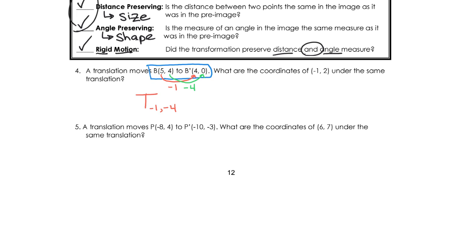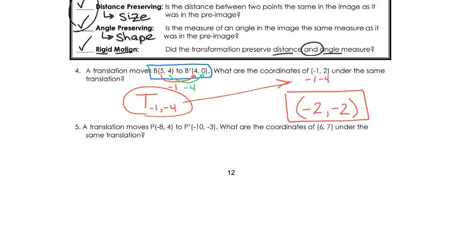And they want to know what are the coordinates of negative 1, 2 under the same translation. So now we're going to take our translation and apply it. All we have to do is subtract 1 under the x and subtract 4 under the y. When we do the math, negative 1 minus 1 gives us negative 2, and 2 minus 4 gives us negative 2. And there is our coordinate under the same translation that moved B to B prime.